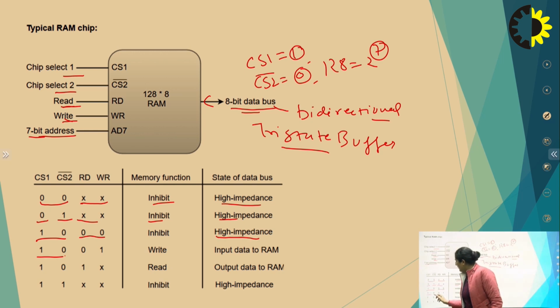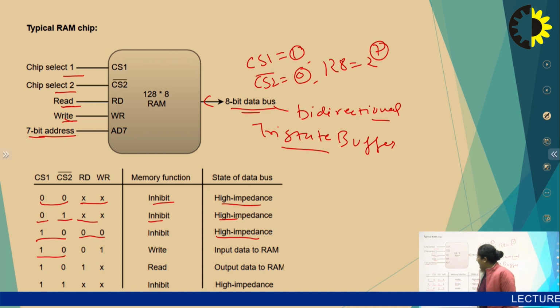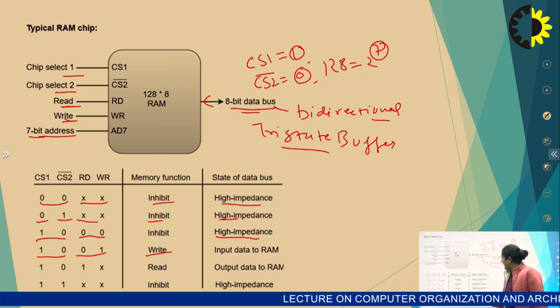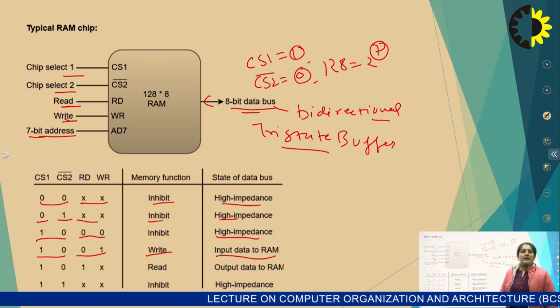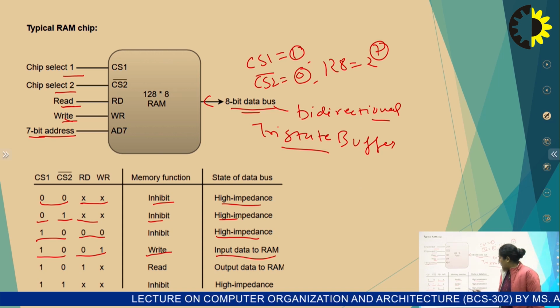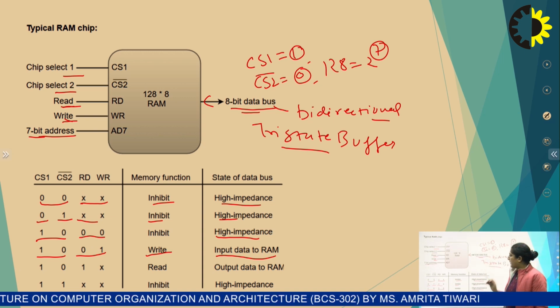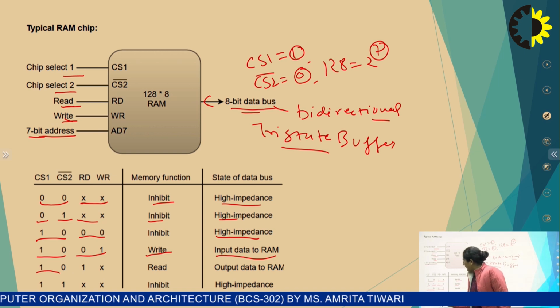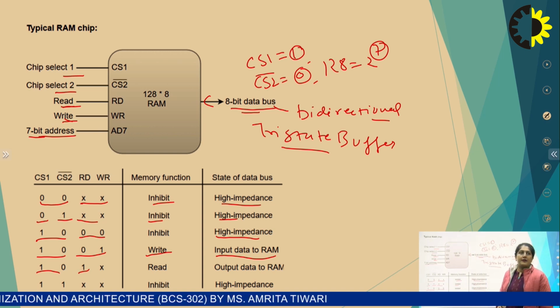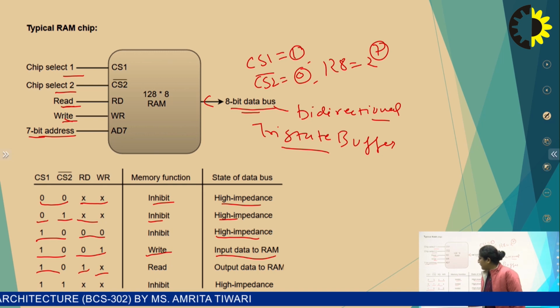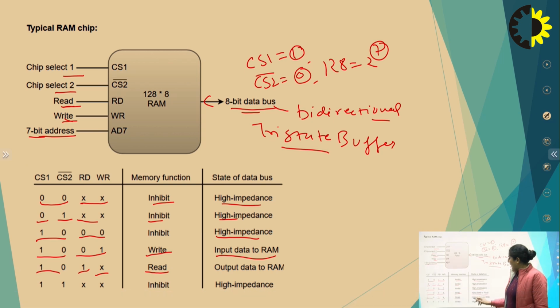Again in 1, 0, the condition is fulfilled, and we are having a 1 in the write input. So that means we are having a write operation. We are inputting data to the RAM. We are giving data to the RAM. Again in 1, 0, if we have 1 in read and 0 in write, that means we are having a read operation. That is output data from the RAM.